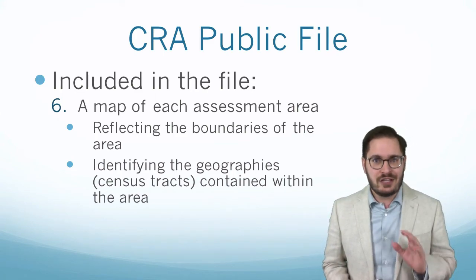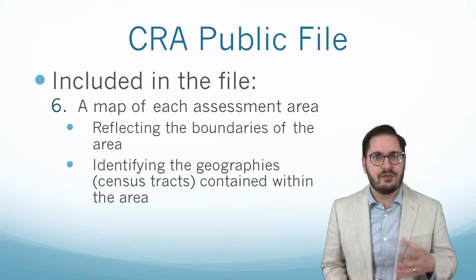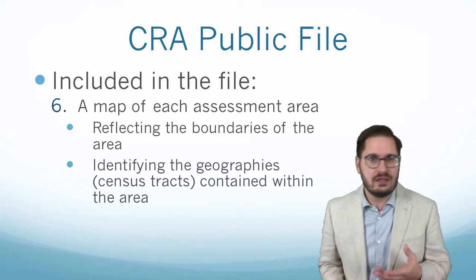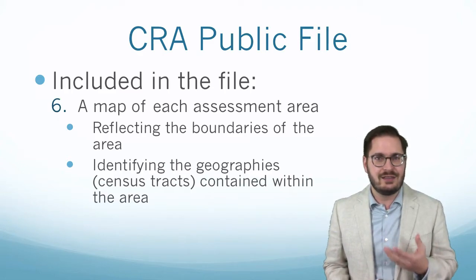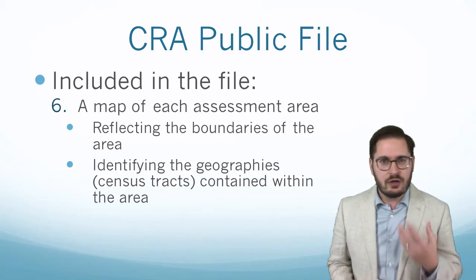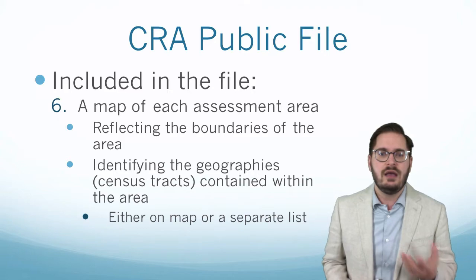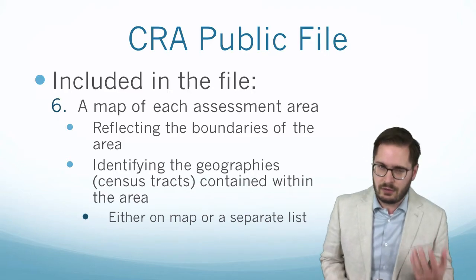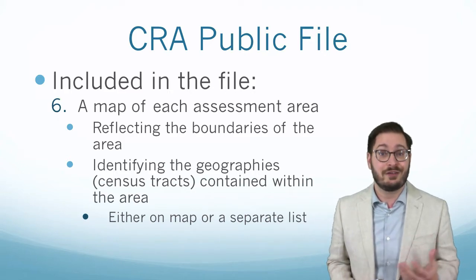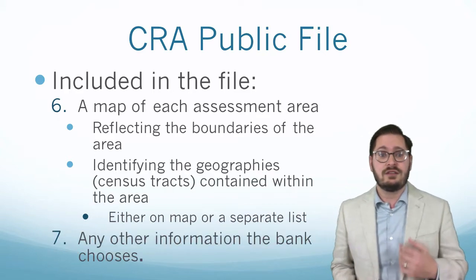in the area. Now, the geographies can be on the map, and for some rural credit unions or community banks, that'll be easy. There's plenty of room to include it. But if you're in an urban area, a large city, that's not going to be possible. So you could put it on a separate list. It could be either on the map or on a separate list. Either is fine. So that's what's included.